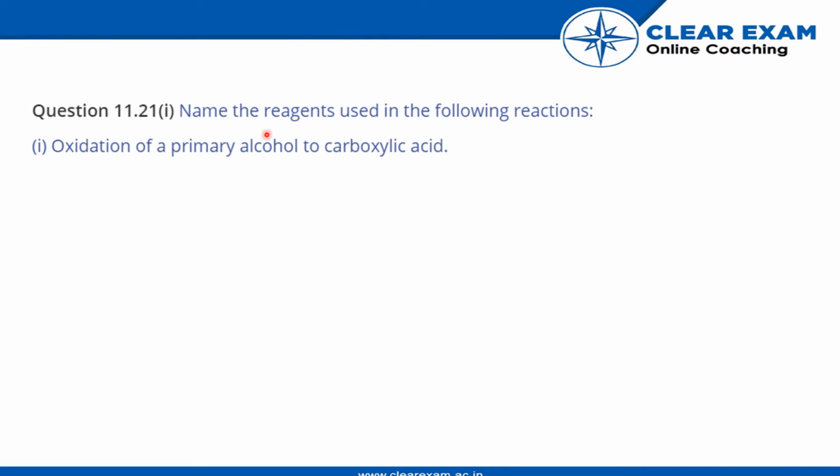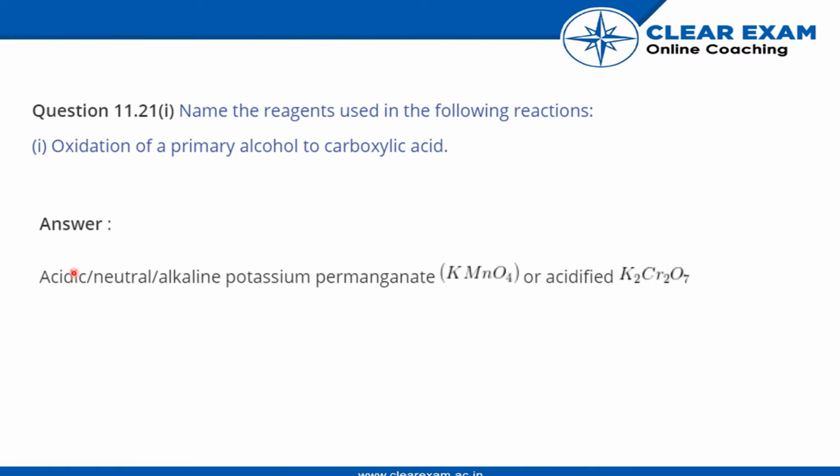The question is, name the reagents used in the following reactions. First is oxidation of primary alcohol to carboxylic acid. So acidic, neutral, or alkaline potassium permanganate, this is the formula, or acidified K2Cr2O7. Look, there are many other oxidizing agents, but they won't be able to oxidize a primary alcohol to carboxylic acid.